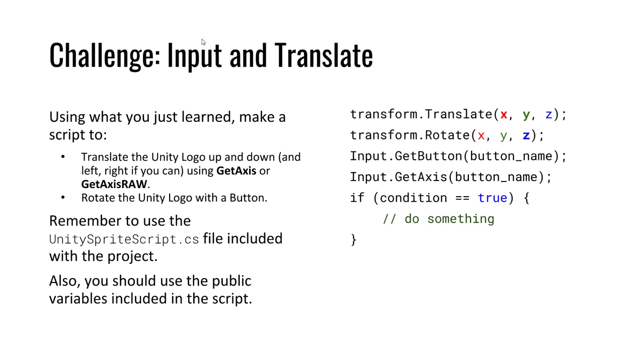So for your next challenge, we are going to be using input and translate. What you're going to do is translate the Unity logo up and down, and left and right if you can or want to, using either getAxis or getAxisRaw. And you're also going to be rotating the Unity logo when you press a button.